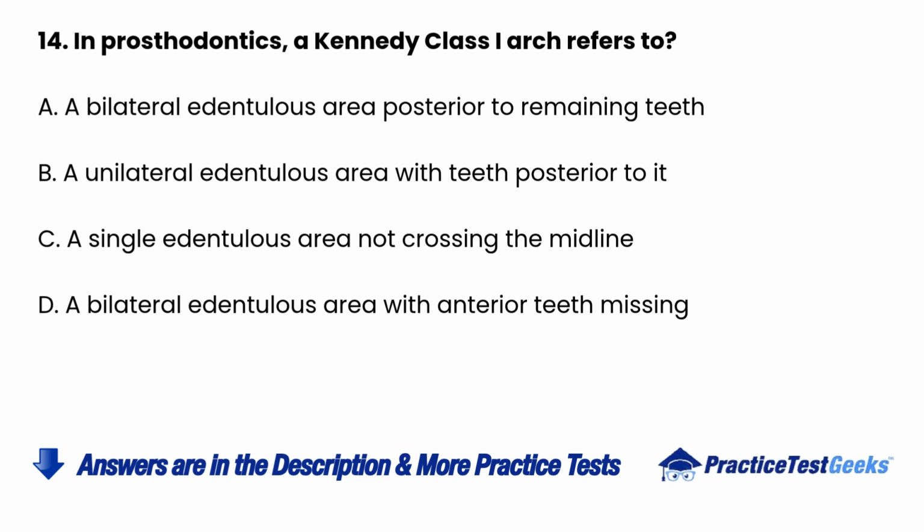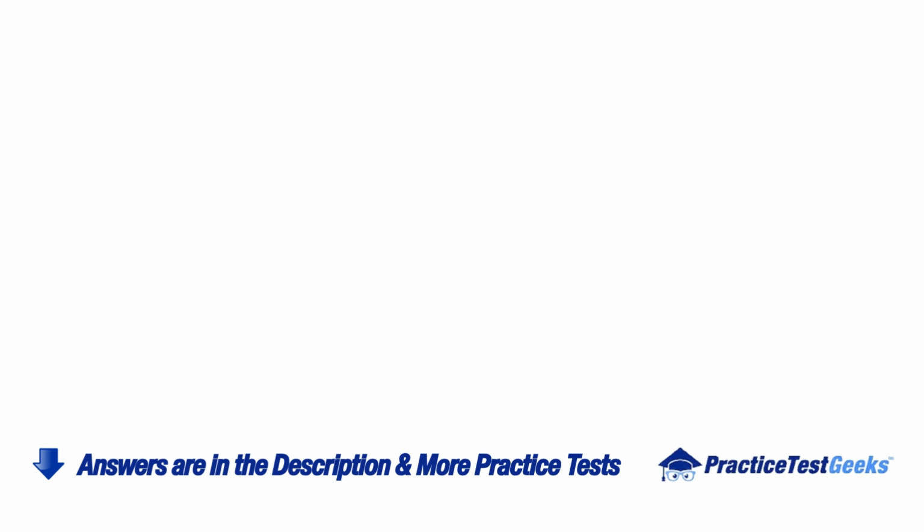14. In prosthodontics, a Kennedy Class 1 arch refers to A. A bilaterally dentulous area posterior to remaining teeth. B. A unilaterally dentulous area with teeth posterior to it. C. A singly dentulous area not crossing the midline. D. A bilaterally dentulous area with anterior teeth missing.